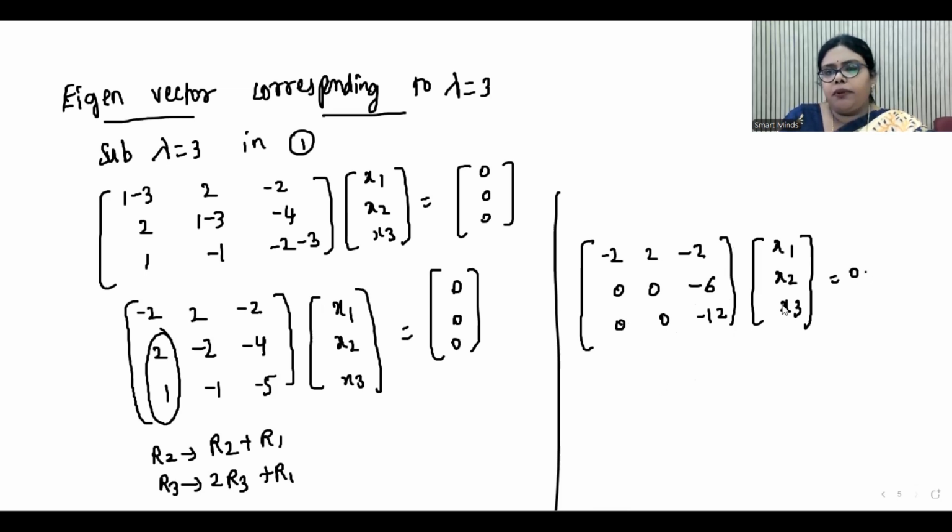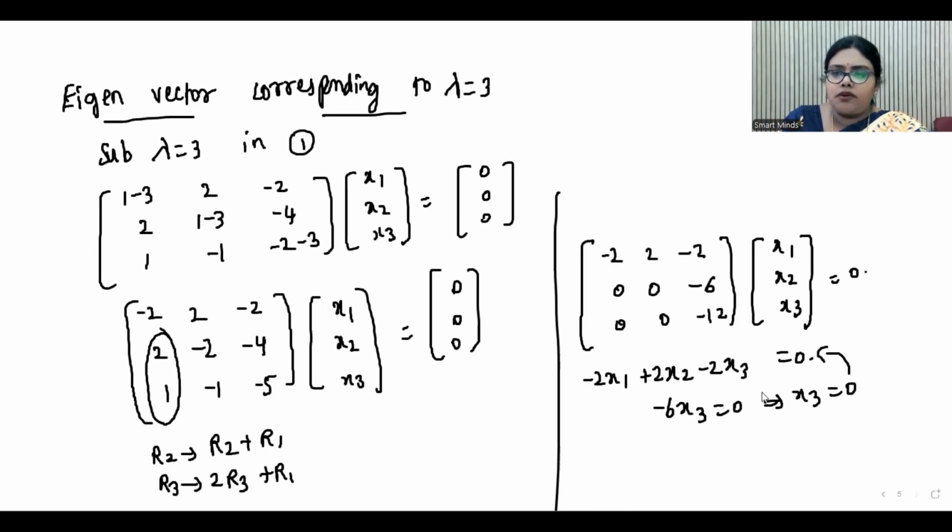Now you can multiply them. You will get minus 2x1 plus 2x2 minus 2x3 is 0. And one more equation is minus 6x3 is 0. So you will get x3 as 0. Now substitute this in this equation. You will get minus 2x1 plus 2x2 minus 0 is equal to 0. So 2x1 is equal to 2x2. So you will get x1 is equal to x2. So if we take x1 as k, x2 is also k and x3 is 0.